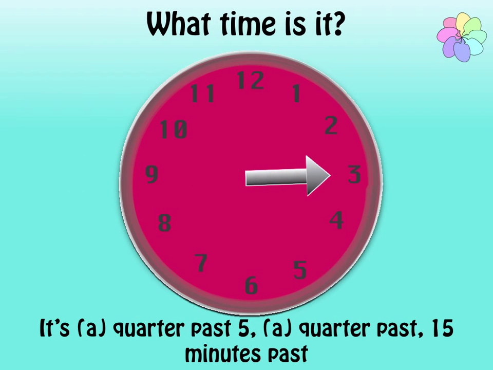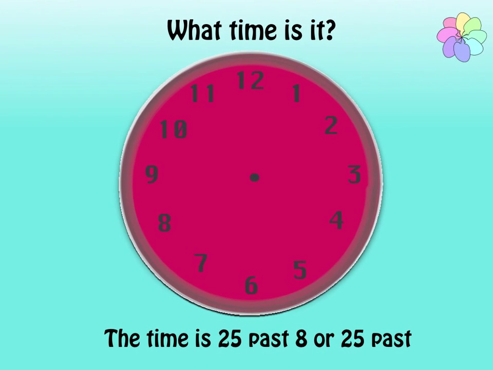What time is it? The big hand is at the 3, the smaller hand is at the 5, and we can say it's a quarter past 5, a quarter past, or 15 minutes past. What time is it? The time is 25 past 8, or 25 past.